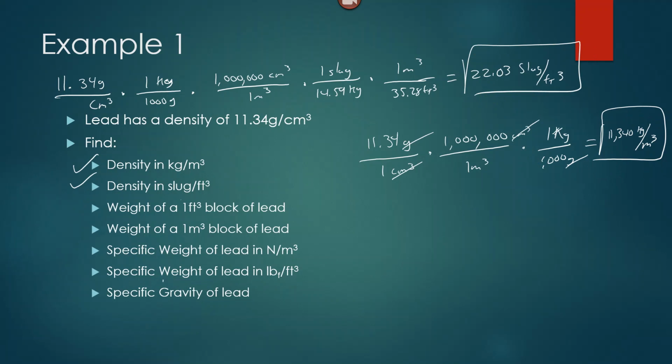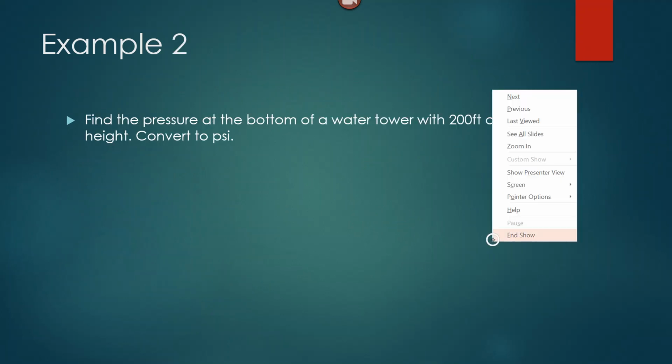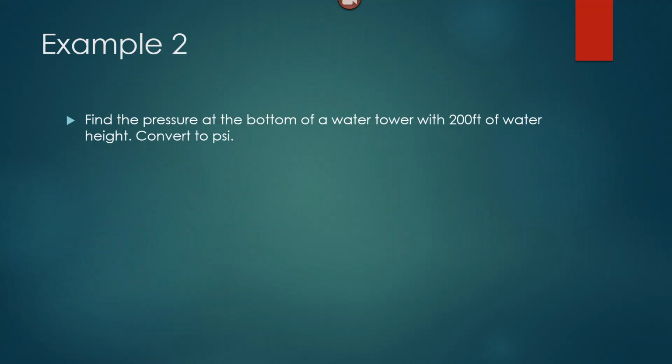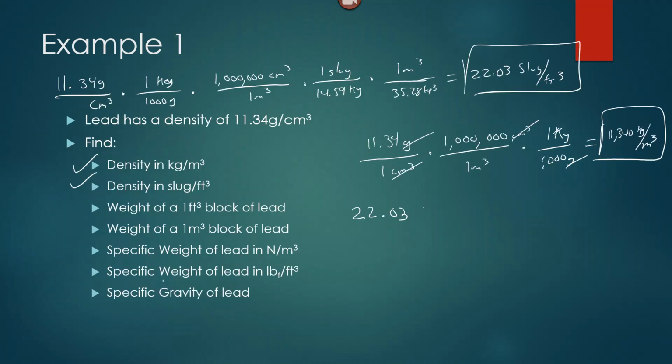So the weight of a 1 foot cubed block of lead, okay? So this one's pretty interesting. We can do it with 22.03 slugs per feet cubed. Okay, and then we can do 32.2 feet per second squared.